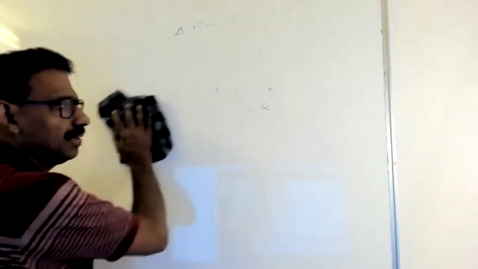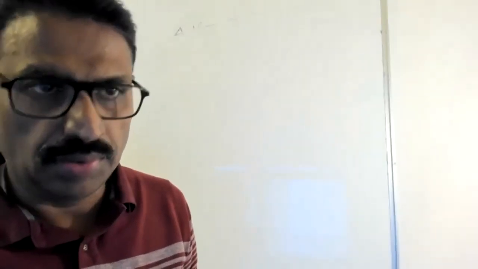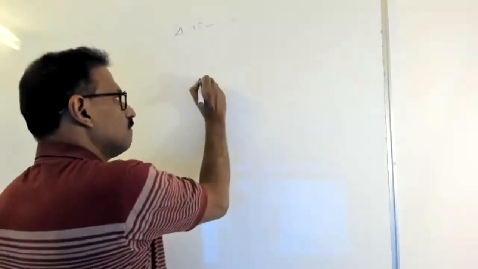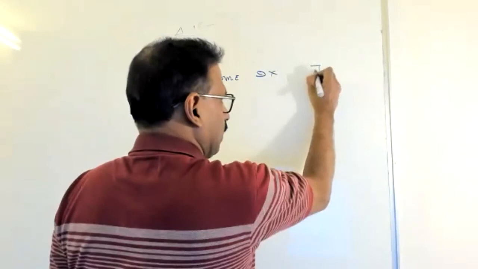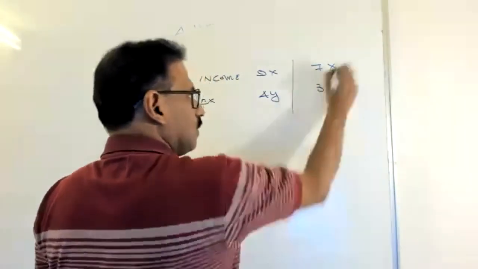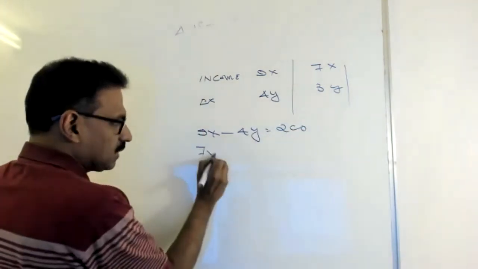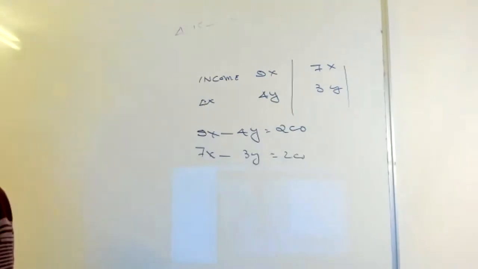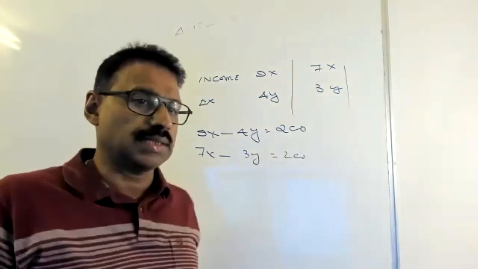First of all, look here. Saving means income minus expenditure, right? Suppose you have 20 dinar in your pocket, you spend 5 dinar. Balance how much? 15. Like that, you can assume. Income 9x and 7x, expenditure 4y and 3y. Saving 200: 9x minus 4y equals 200, 7x minus 3y also 200.